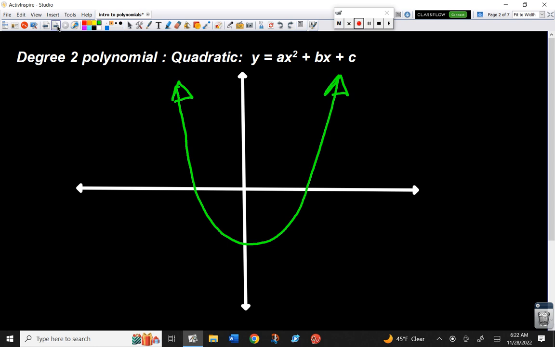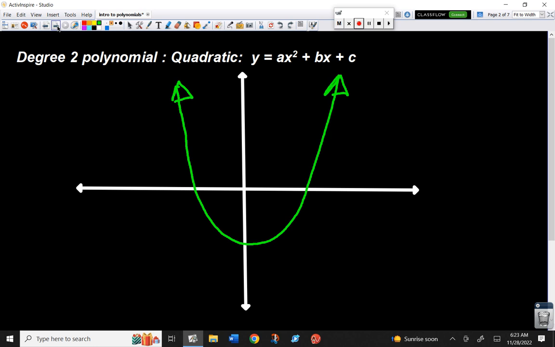Degree 2 polynomial. Y'all should be very familiar with this. It's called a quadratic. Matter of fact, in Algebra 2, we spent a whole lot of time on quadratics: factoring them, solving them, using the quadratic formula, solving them using square roots. And we even did some quadratics this past time where we actually solved them in the calculator. Ladies and gentlemen, what we're going to do is talk about this as a polynomial now.